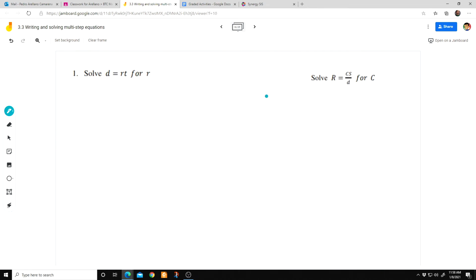Now, the last thing I want to talk to you about is solving for a letter. So this says solve d equals r times t for r. So we want to solve for r. What this means is we want r to be by itself. So if I write d is equal to r times t, well, I want to get rid of the t. Well, they're multiplying. So what I'm going to do is I'm going to divide by t to both sides. The t's cancel, and then now I'm going to get r is equal to d divided by t. Boom, there it is.